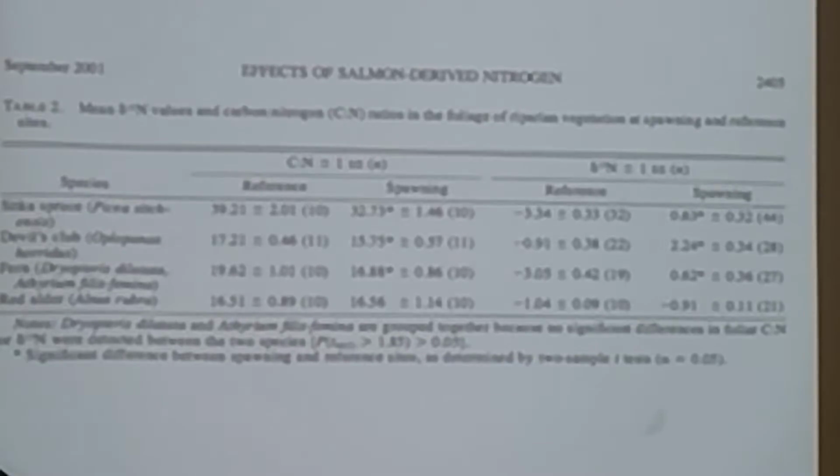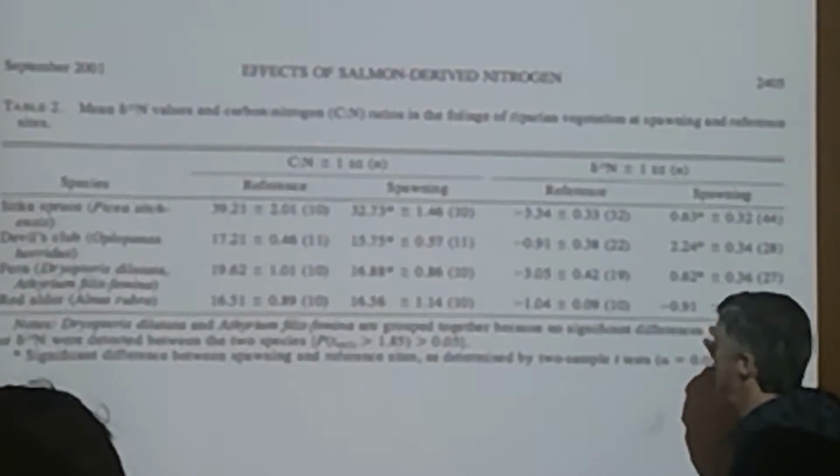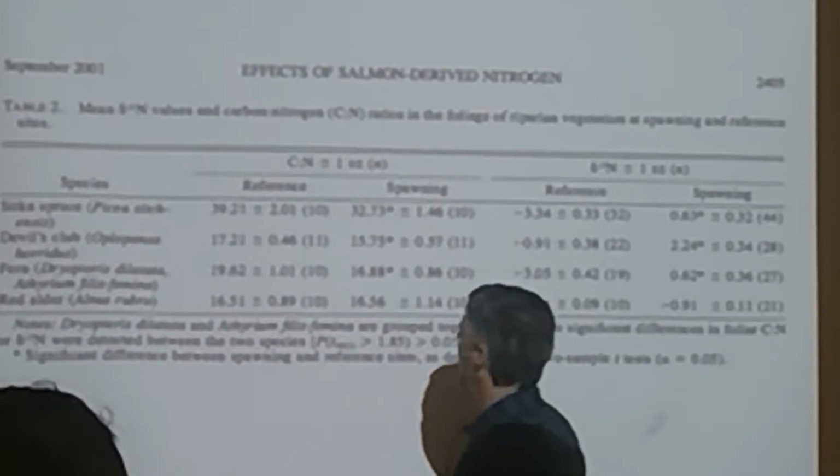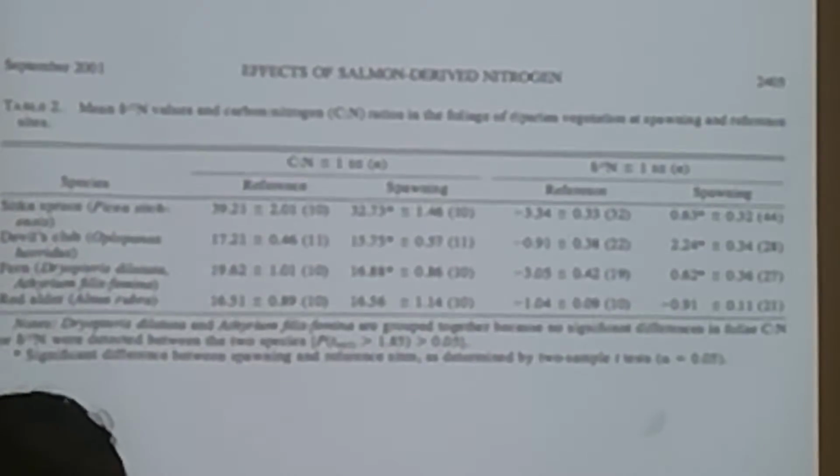All right, so great, we've got those three things. Next thing we want to do is identify the variables in the table. We've already figured out the reference stream versus the spawning stream. So we've got data on the reference versus the spawning. All right. Remind me, what's that carbon to nitrogen ratio all about?